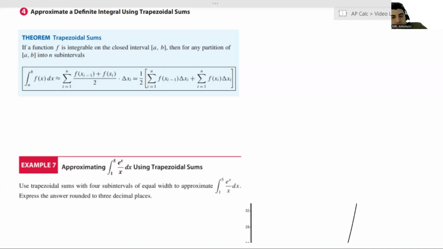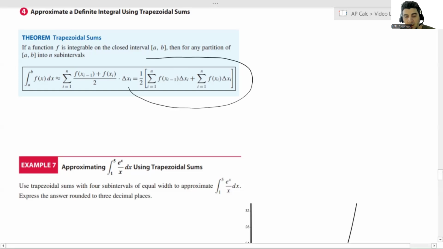All right, guys. So in this one, we're going to talk about something called trapezoidal sums or the trap rule. If a function is integrable on a closed interval, then for any partition a to b and n subintervals, the definite integral is equal to... Now, you don't have to memorize this, but here's the key right here. It's essentially the average of the left and right sums.